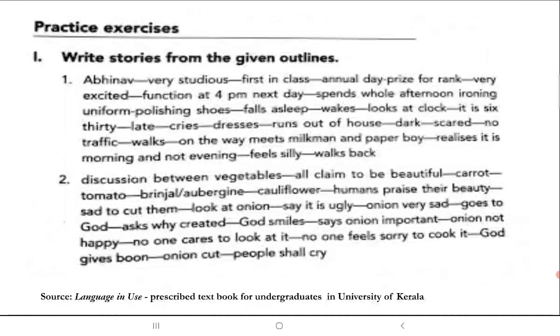Anyway, second one. Discussion between vegetables. All claim to be beautiful: carrot, tomato, brinjal, aubergine, cauliflower. Humans praise their beauty, sad to cut them. Look at onion, says it is ugly. Onion very sad. Goes to God, asks why created. God smiles, says onion important. Onion not happy if no one cares to look at it. No one feels sorry to cook it. God gives boon, onion cut, people shall cry.